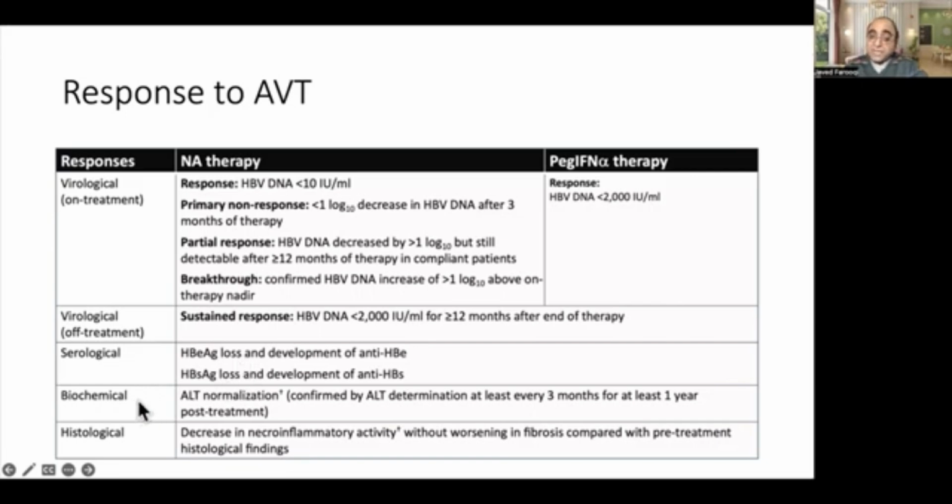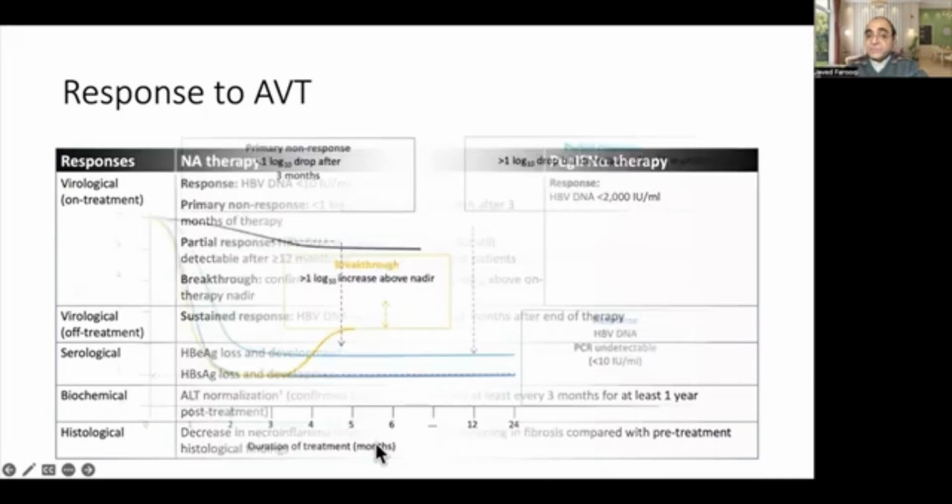And one is biochemical response, the ALT normalization, which is confirmed by ALT determination at least every 3 months for at least 1 year post-treatment. Patient treatment has stopped and you check the ALT levels and these are normal. You say the patient has achieved biochemical response. And histological response is defined as decrease in the necroinflammatory activity without worsening in fibrosis compared with pre-treatment histological findings.